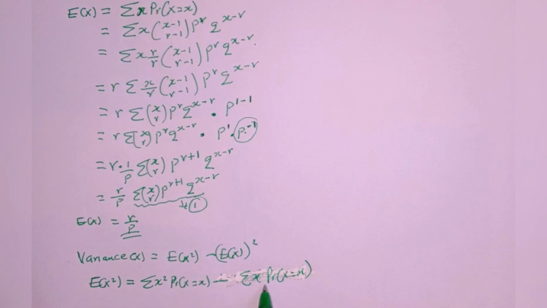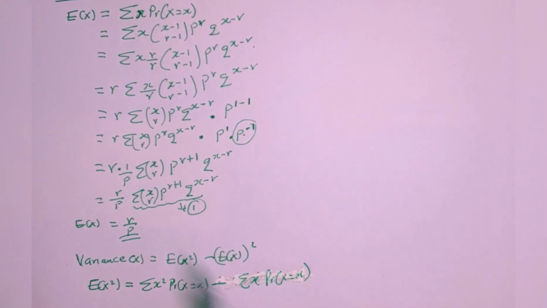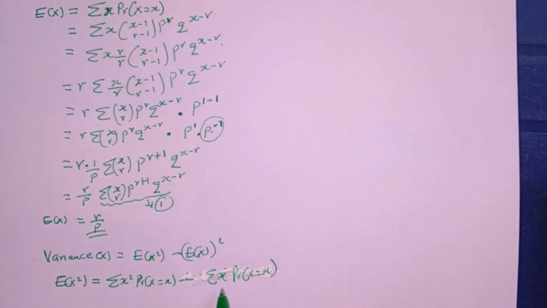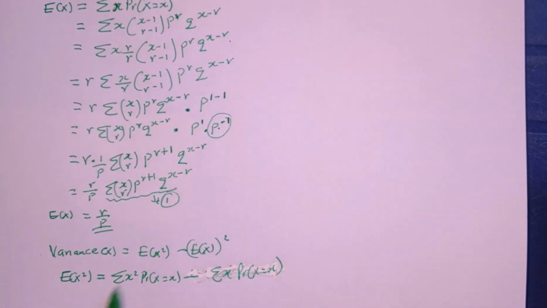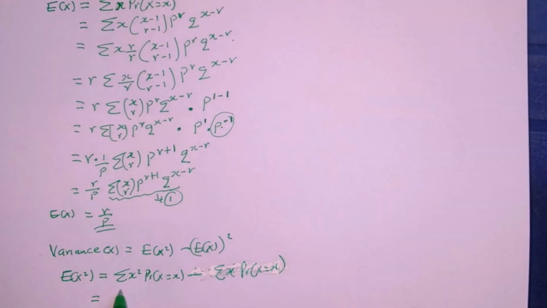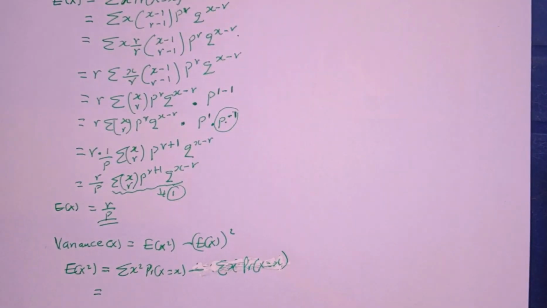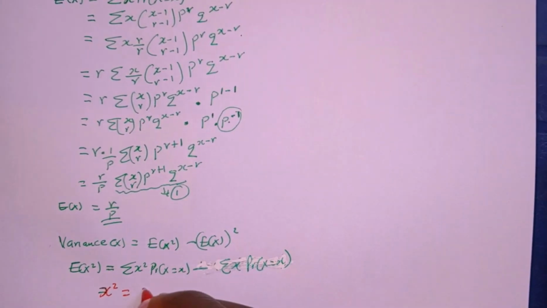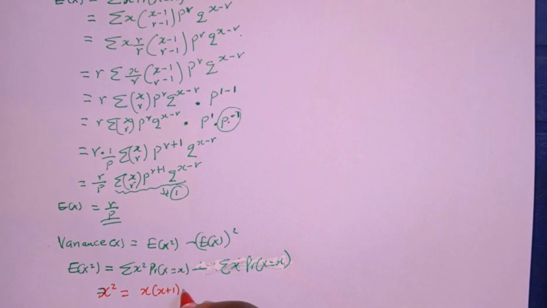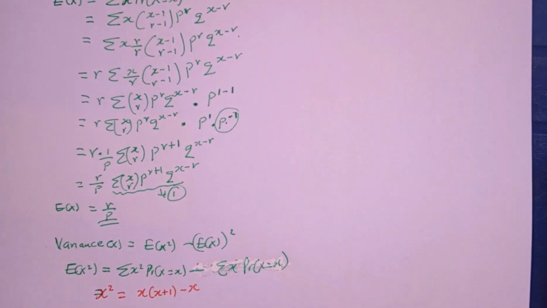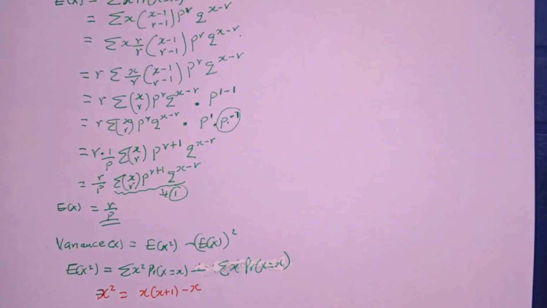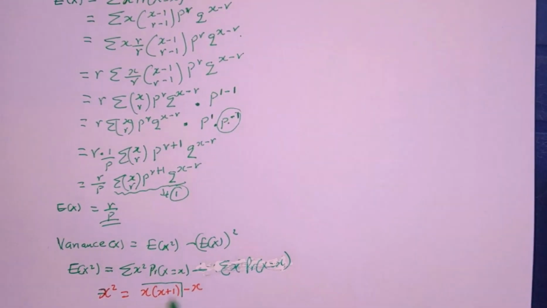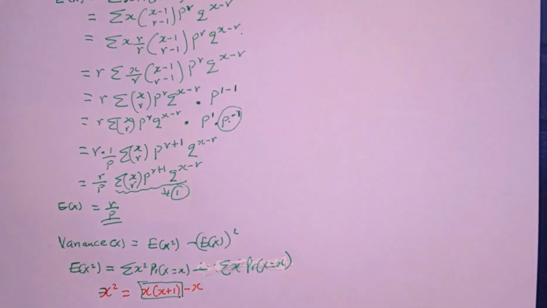This summation of x and probability of x is equal to x is the same as the mean, which is the expected value of x. So anywhere we see this, we replace it with r over p. So let's look for this. But recall before then, you know that x squared here can also be written as what? x into x plus 1 minus x. So when you expand this and simplify, it's going to give us back x squared. So we're going to replace this in place of x squared. So we're going to have what?